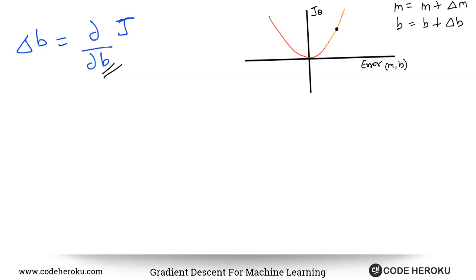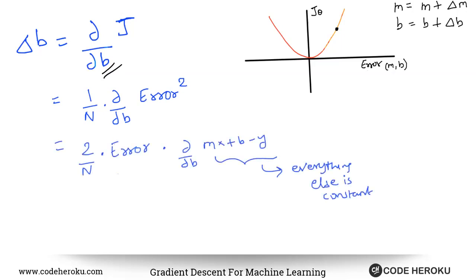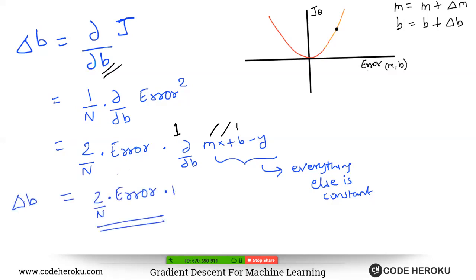All right, so everything else remains the same. Again, 1 by n, d by db of error squared, and this time again you have 2 by n times error. Everything else is the same. The only thing is now you're taking a partial derivative with respect to b. Now if you look over here, m is constant, x is constant, and d by db of b will be 1, right? So this will be 1, and this is again 0. So we are just left with 2 by n times error times 1, right? So delta b should be 2 by n times error. Okay.